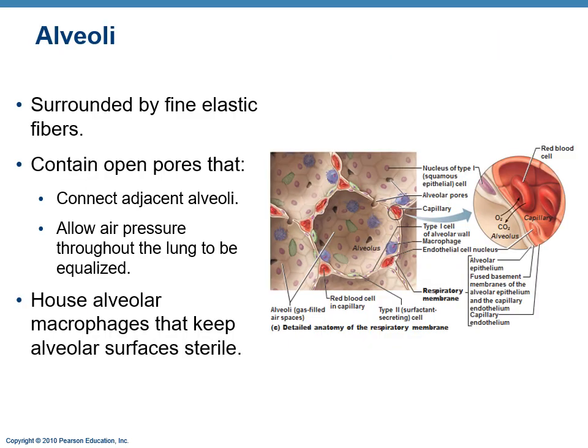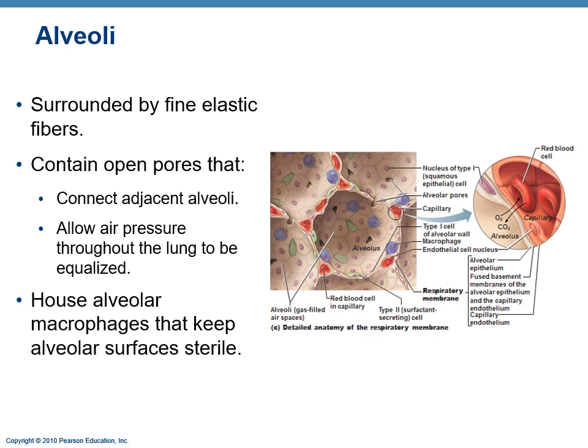Alveoli are surrounded by fine elastic fibers, and they contain open pores to regulate gas pressure throughout. So these pores connect adjacent or neighboring alveoli and allow air pressure throughout the lungs to become equalized, so we don't have one area blowing out or one collapsing.